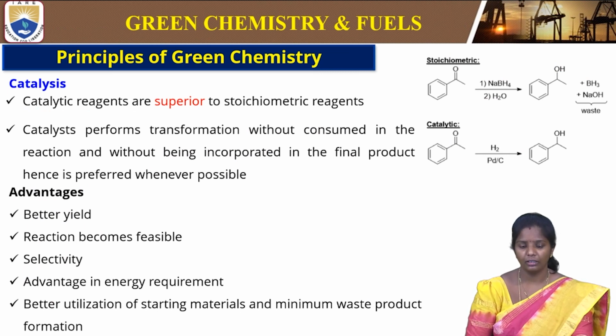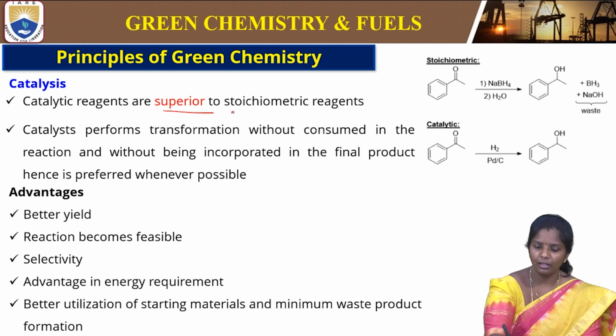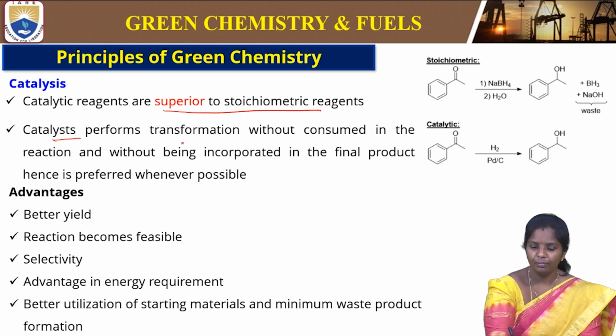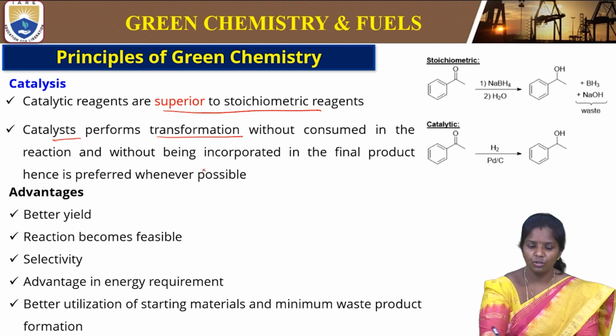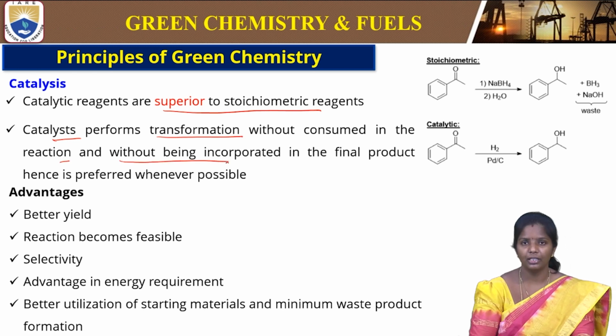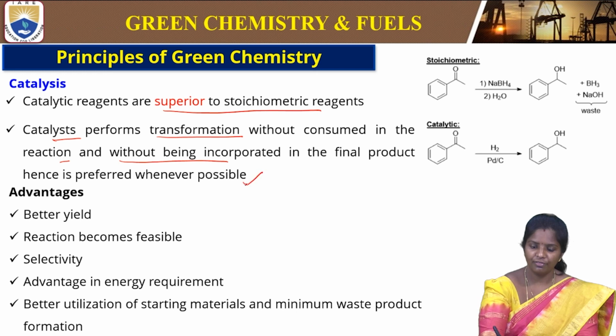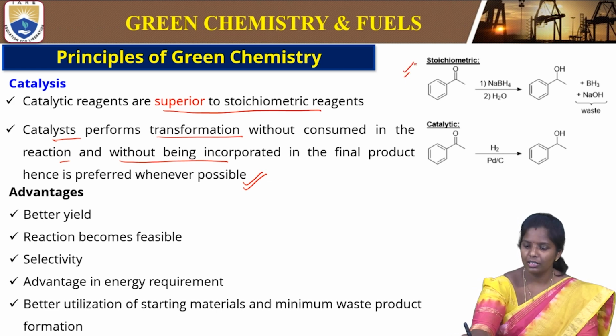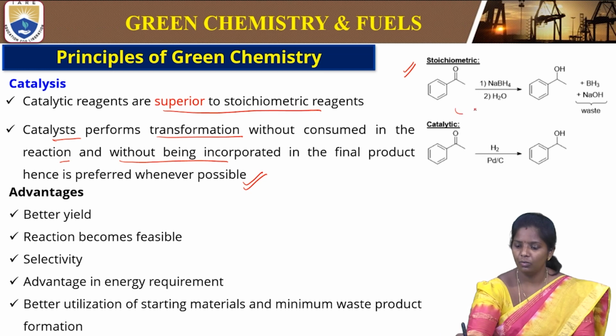Compared to that, imparting a catalyst to the reaction will give better results. Catalysts are better than stoichiometric reagents. A catalyst performs the transformation without being consumed in the reaction and without being incorporated in the final product, so it is preferred whenever possible. It means any catalyst will do its job without involving itself in the reaction or getting into the product as an impurity.